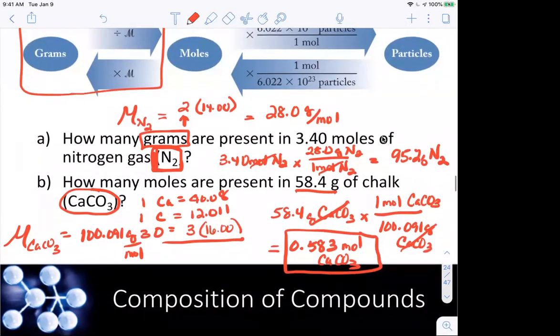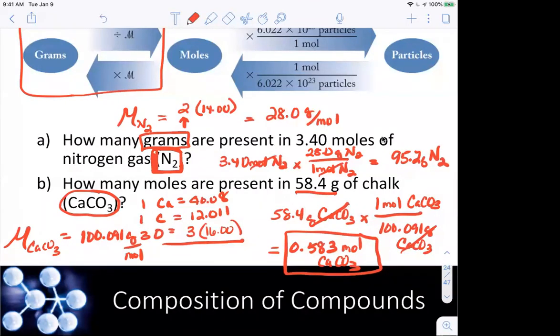So the next thing we're going to talk about is composition of compounds. That'll be divided into 2 lectures. So we're going to stop right here for the moment.